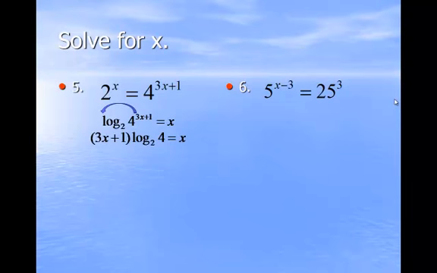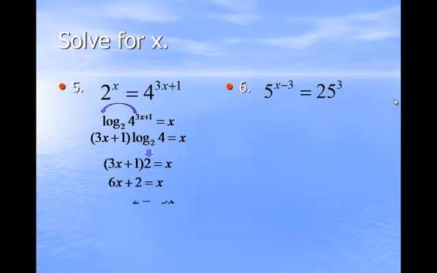Now we're going to identify what this log is. Log base 2 of 4 can be evaluated in our calculator. We go to our calculator, we type in log of 4 close parentheses divided by log of 2 close parentheses. We get an answer of 2. That's evaluating that log. Distribute the 2 to the 3x plus 1 to get 6x plus 2, and it still equals x. And now we're going to solve this equation.